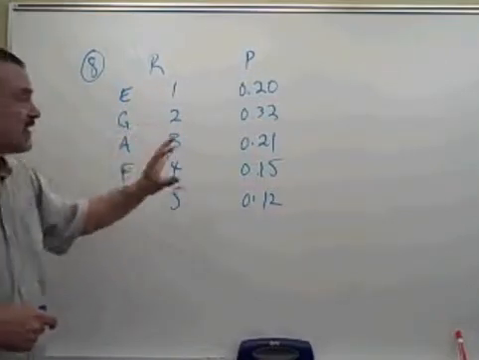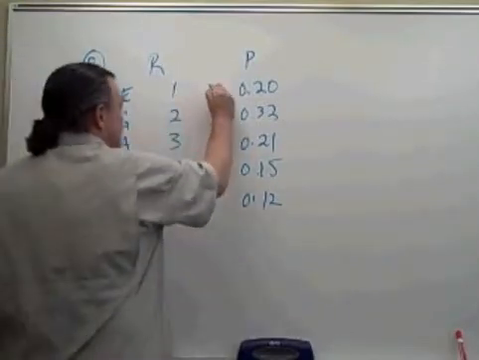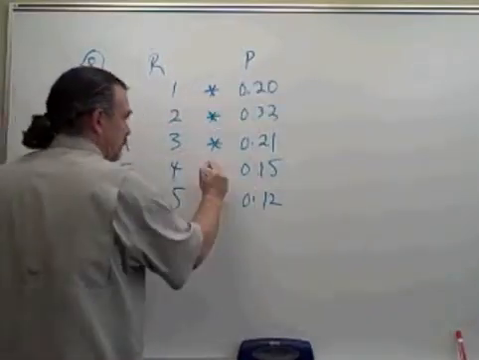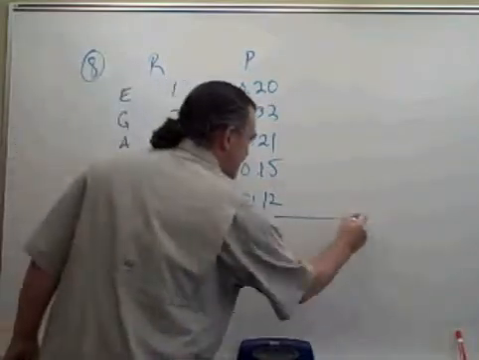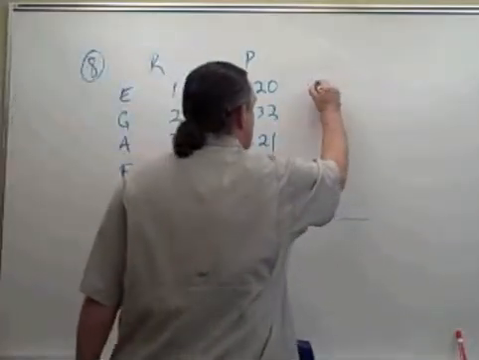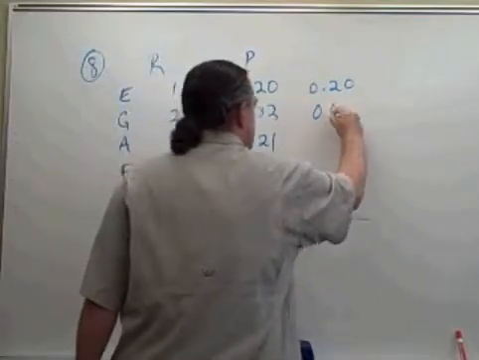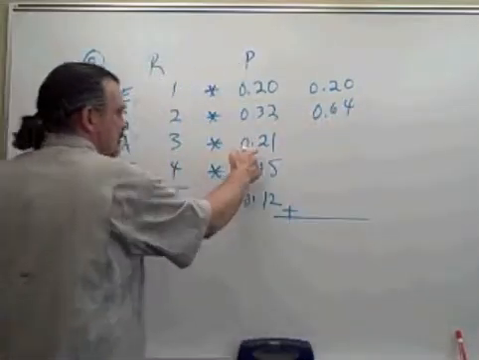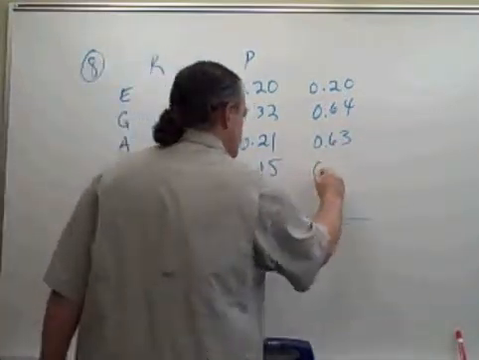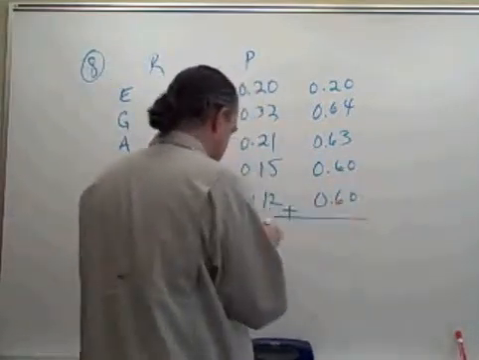So we could calculate that overall expected average, that expected value, by again taking the product of the numeric value times the probability, and summing those figures up. So 1 times 20 hundredths is going to be 20 hundredths. 2 times 32 hundredths would be 64 hundredths. 3 times 21 hundredths would be 63 hundredths. 4 times 15 hundredths would be 60 hundredths. And 5 times 12 hundredths would also be 60 hundredths.